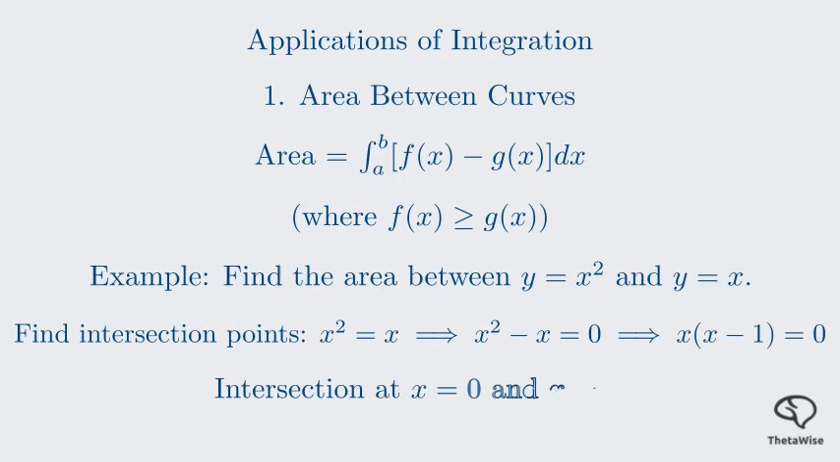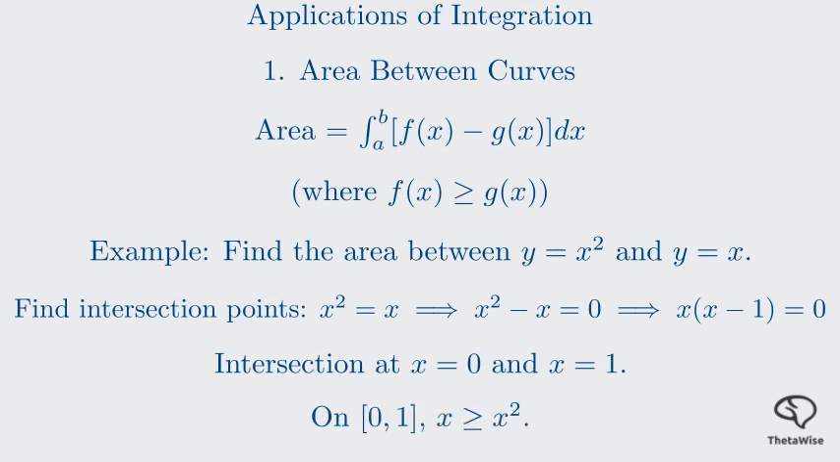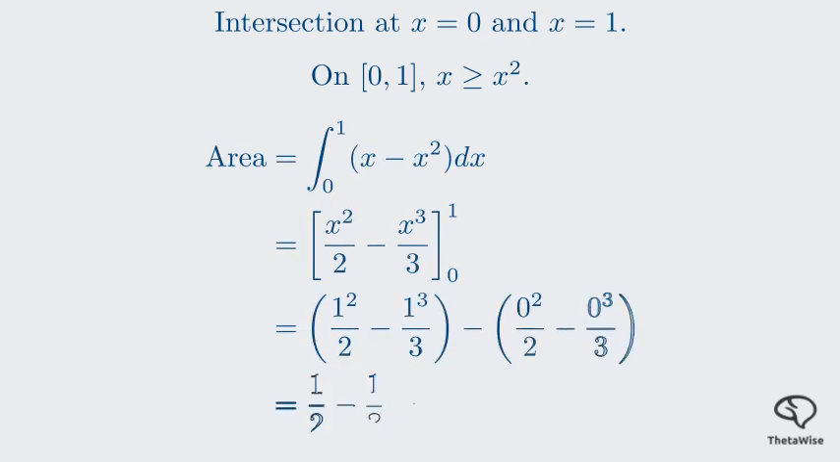On the interval from 0 to 1, the line y equals x is above the parabola y equals x squared. So our integral is from 0 to 1 of x minus x squared. The antiderivative is x squared over 2 minus x cubed over 3. Evaluating from 0 to 1 gives us 1 over 2 minus 1 over 3, which is 1 over 6. The area is 1/6 of a square unit.